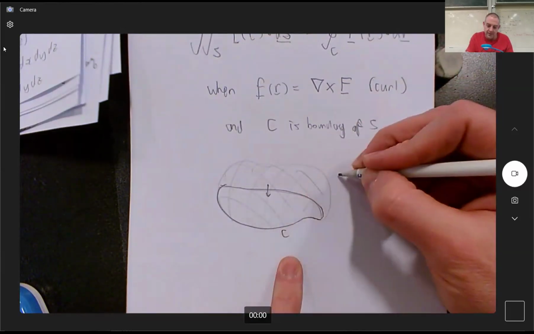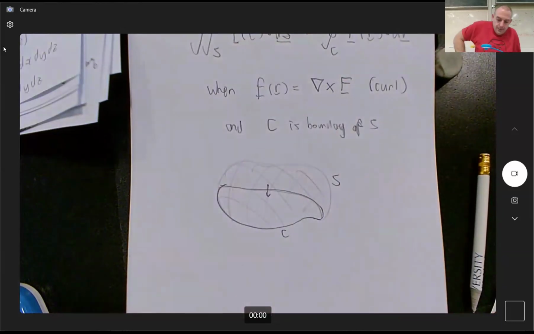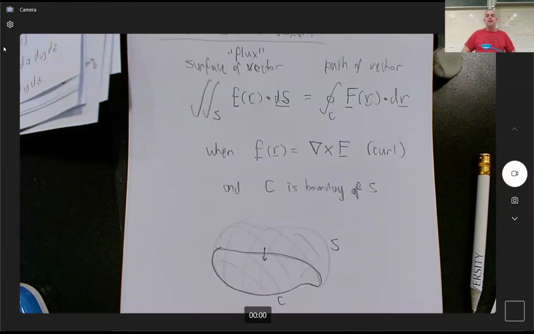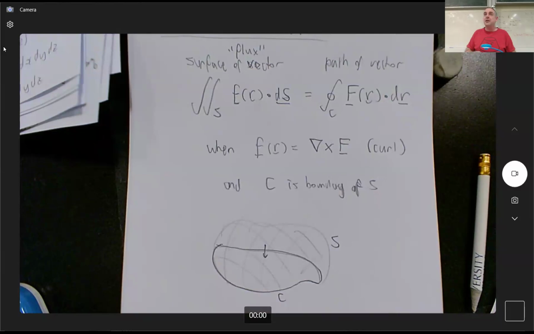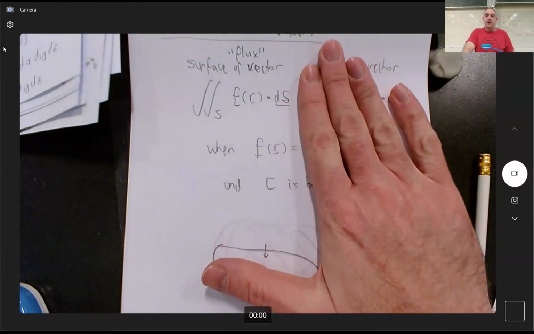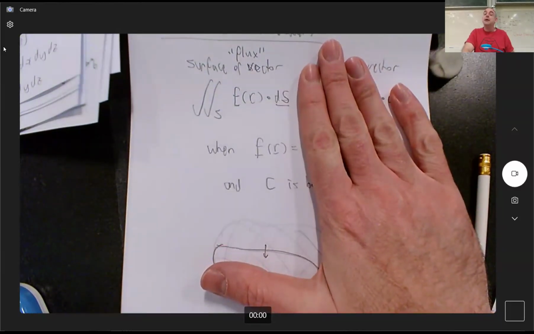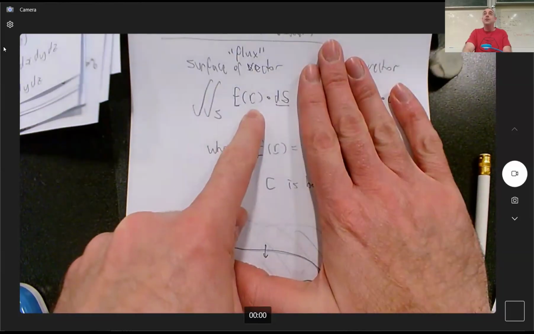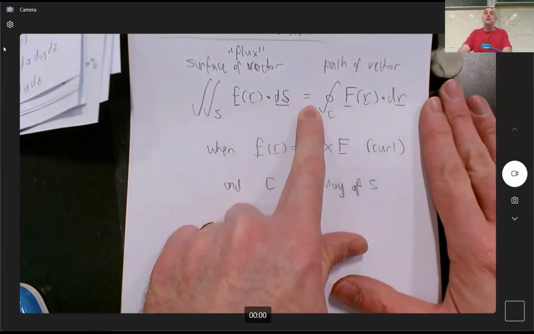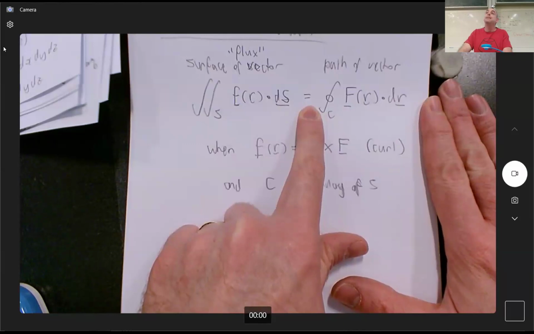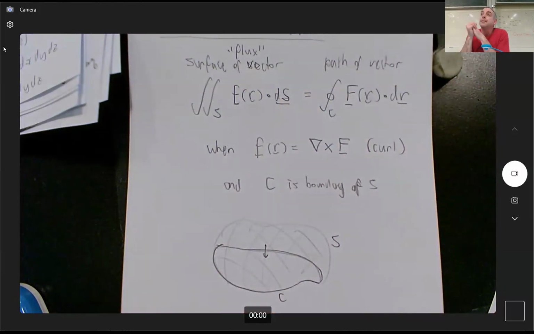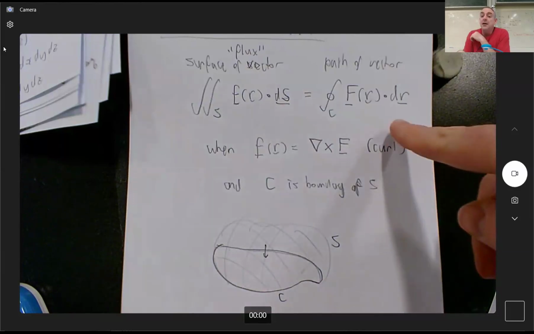So this is C and that's S there. Okay. So that's it. This is basically saying, while it is technically possible to calculate this directly, if this function is already the curl of something else, then you can calculate it this way instead. Yep. So dr points towards... this dr here.